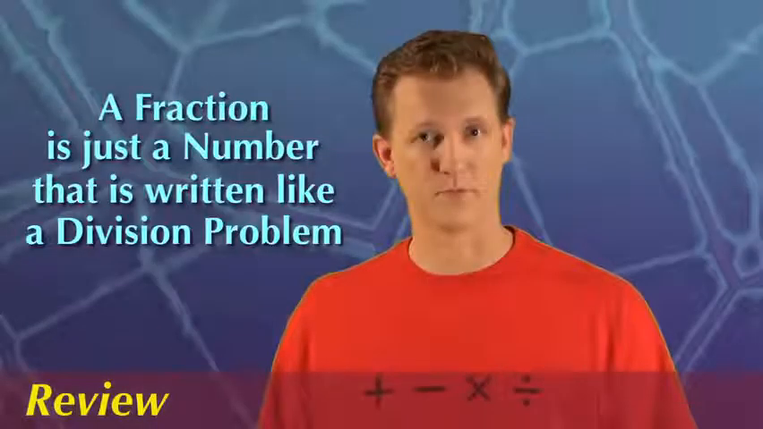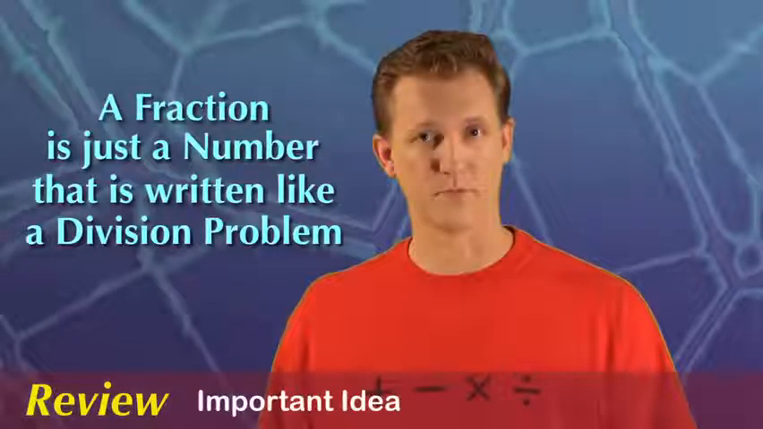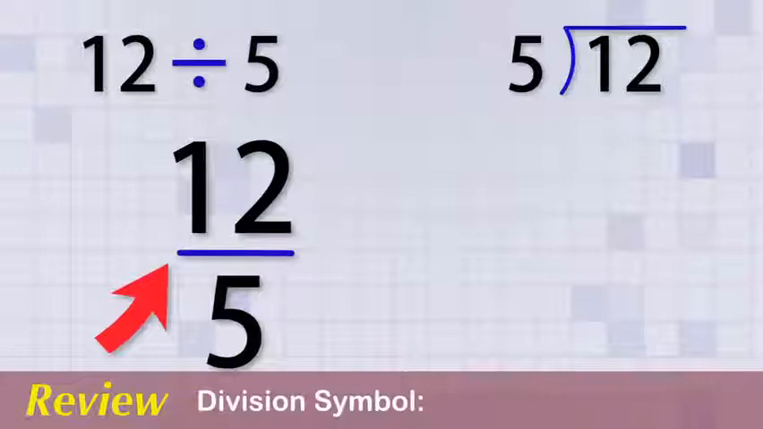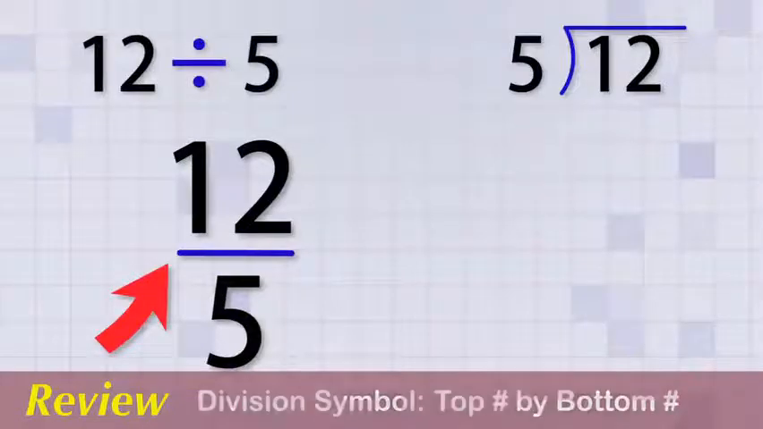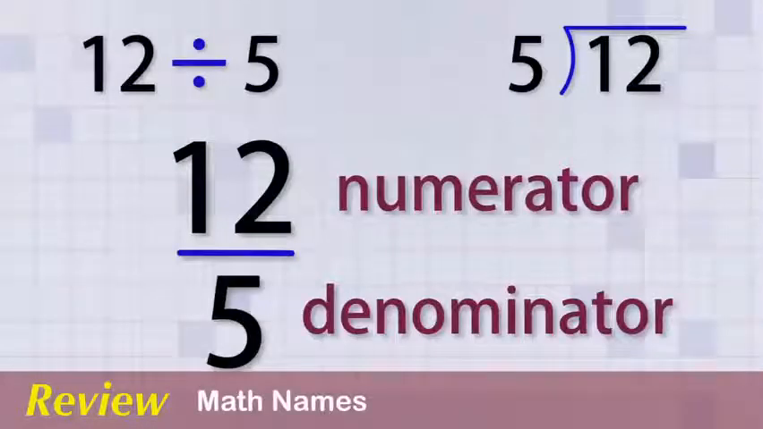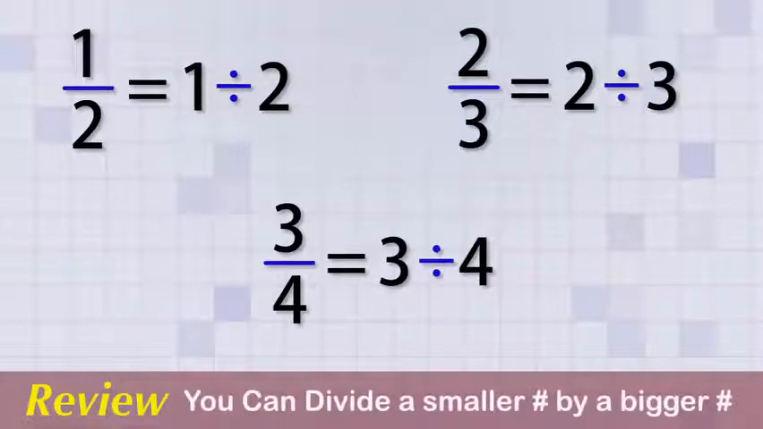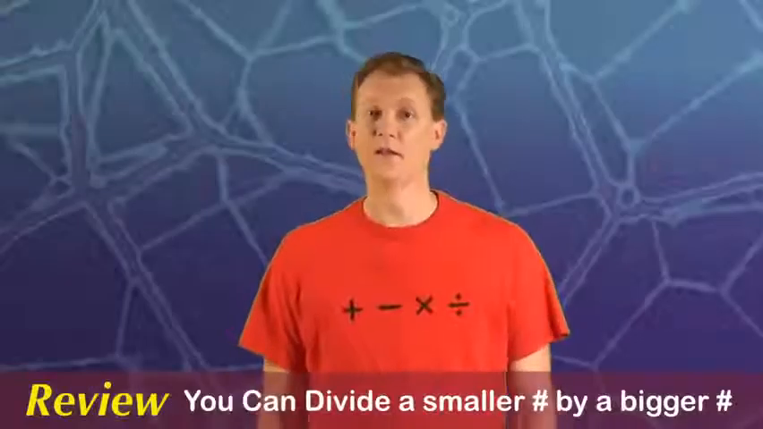This section was short, but in it, we learned the most important thing there is to know about fractions. We learned that fractions are numbers that are written like division problems. The line between the top and bottom numbers is another form of the division symbol. That tells you to divide the top number by the bottom number. The top number is called the numerator, and the bottom number is called the denominator. It might be a new idea to you, but you can divide a smaller number by a bigger number. This was a really important concept we covered, so be sure to do the exercises before you move on.